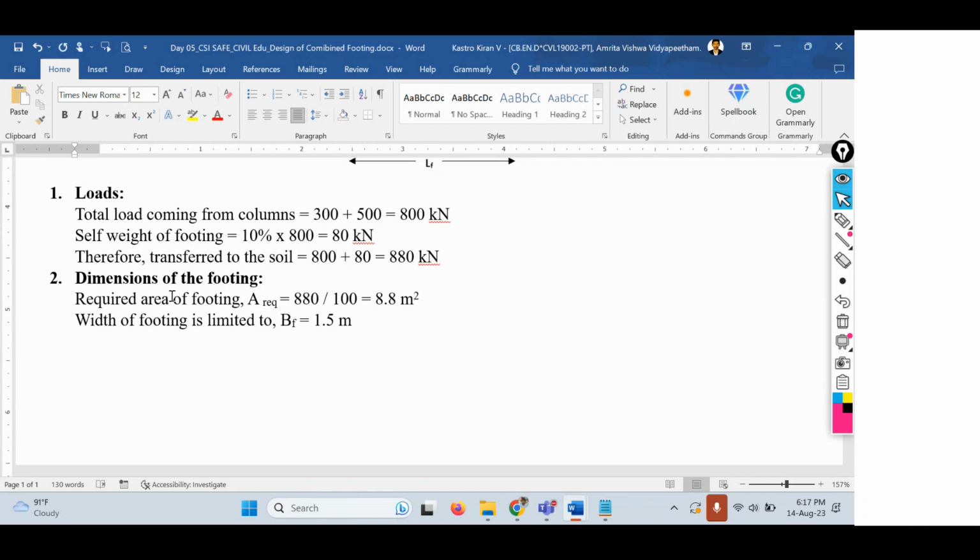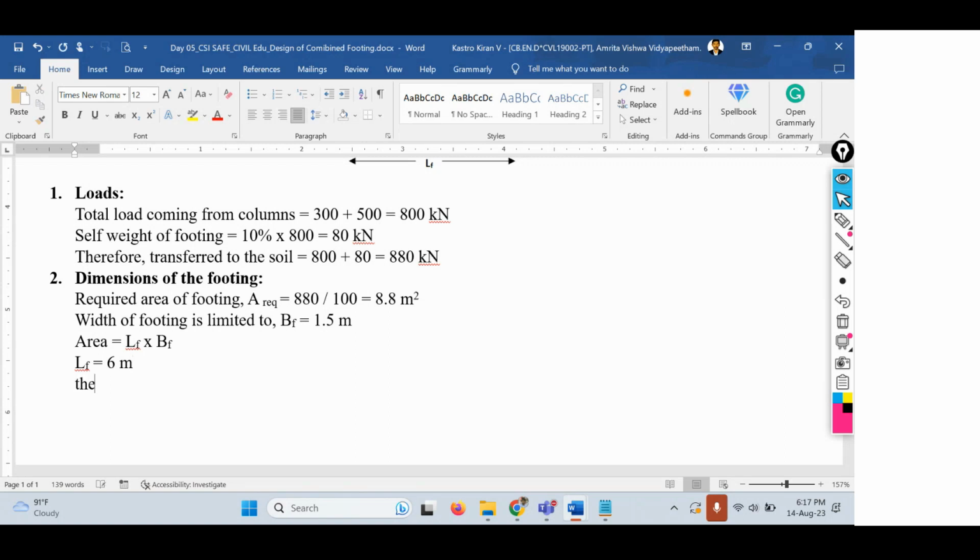So you know the width of footing. From this, you can easily find out the length of the footing. You know the area equals to L_F into B_F, length of the footing into the width of the footing. So we know the width of the footing and the area. From this, you can calculate the length of the footing. If you round off the value, you will be getting the length of footing as 6 meters.